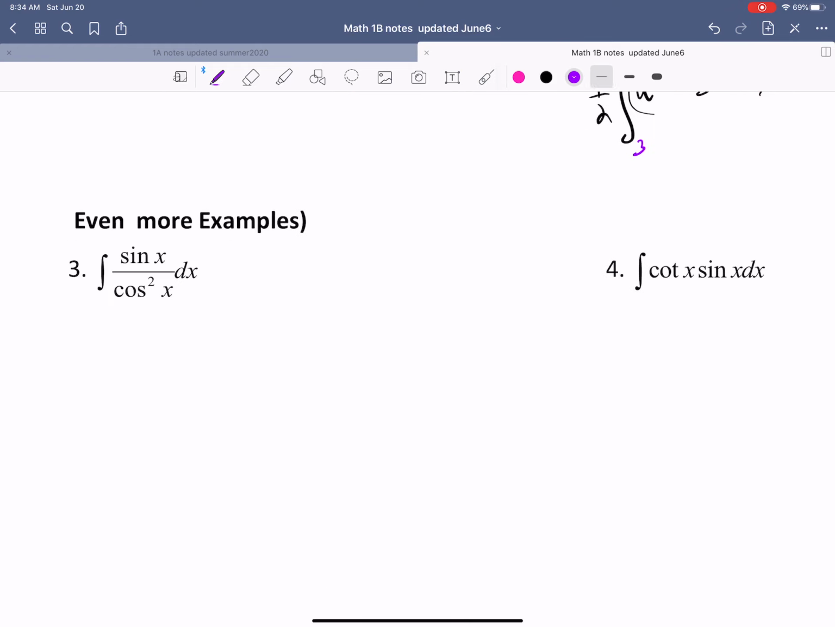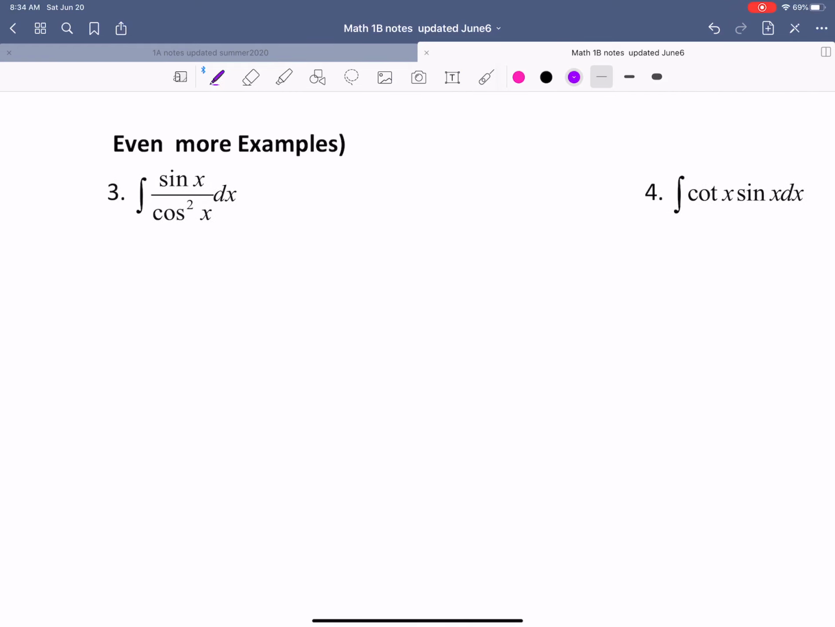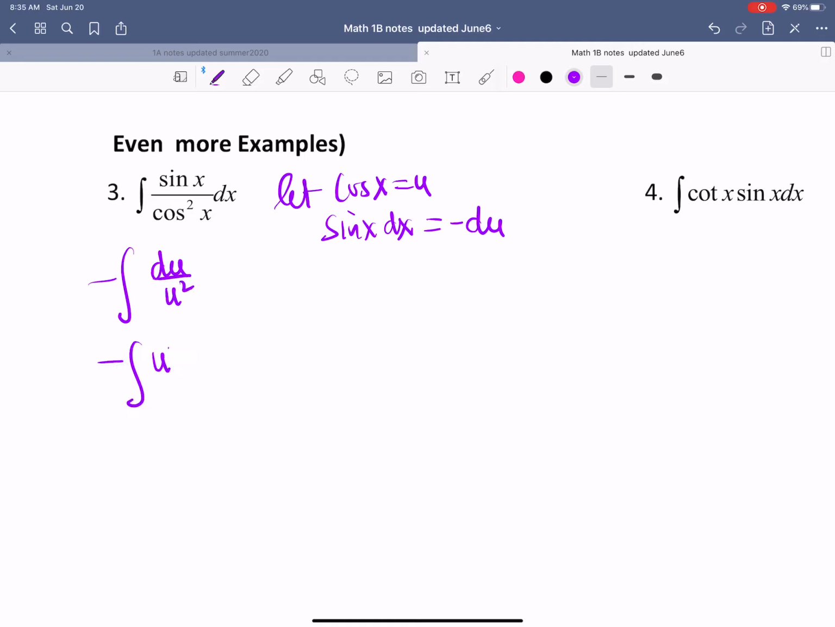All right. Next problem. The integral of sin x over cos squared x dx. Looks like I can let cosine x be u. That would give me sin x dx be negative du, because the derivative of cos x is negative sin x. So I have negative du over u squared, which is u to the power negative 2 du, which is negative u to the power negative 2 plus 1, which is negative 1, divided by negative 1 plus c.